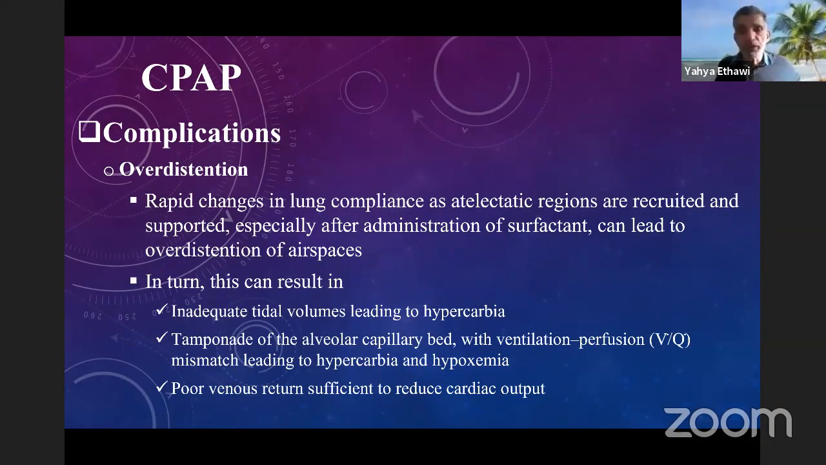What are the complications? Overdistension. And again, this is very relative, depending on the gestation, depending on surfactant administration, depending on pathology. However, when you cause overdistension, it's exactly the same as underinflation, because overdistension causes inadequate tidal volume and leads to hypercarbia. It can tamponade the alveolar capillary bed and cause ventilation-perfusion mismatch. Also, it can press on the cardiac venous return and cause poor cardiac output.